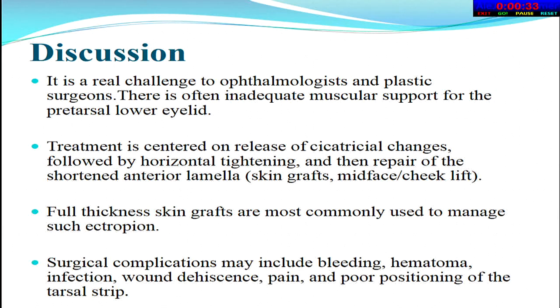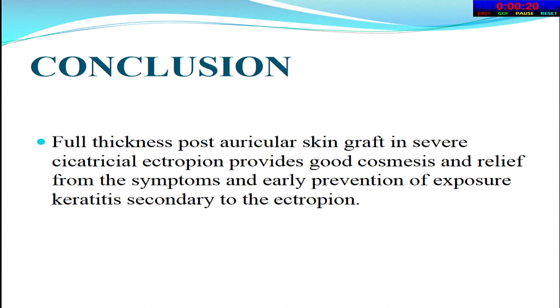There is often inadequate muscular support for the pretarsal lower eyelid. Treatment is centered on release of the cicatricial changes. Full thickness skin grafts are most commonly used to manage such ectropion, and surgical complications I have discussed. So coming to the conclusion, post-auricular skin graft in severe cicatricial ectropion provides good cosmesis, relief from the symptoms, and early prevention of exposure keratitis secondary to the ectropion.